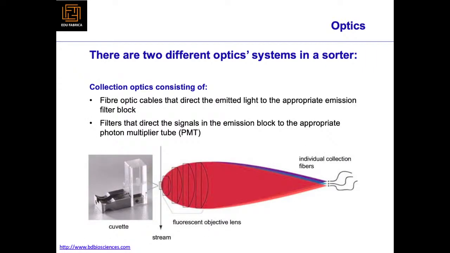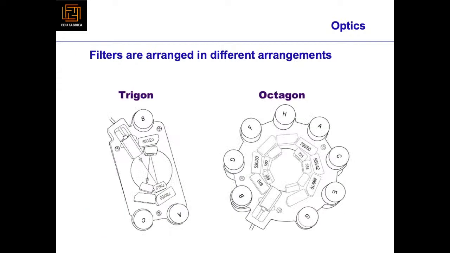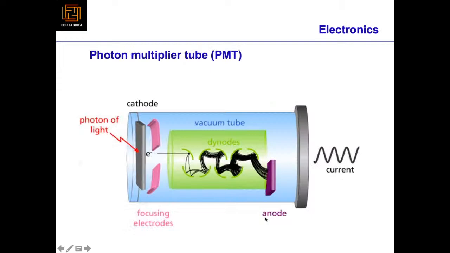So there are 2 different optic systems in a sorter. The collection system consists of fiber optics that directly emit the light to the appropriate emission filter block, and the filter directs the signals in the emission block to the appropriate photomultiplier tube, that is PMT. These are the filters that are arranged. It could be in trigon form or in octagon form. There could be 3 filters here, A, B, C, or 8 filters all together. So in any form it could be present.